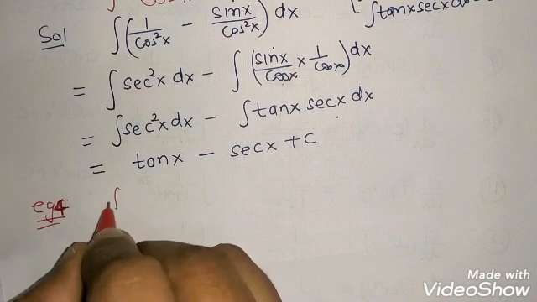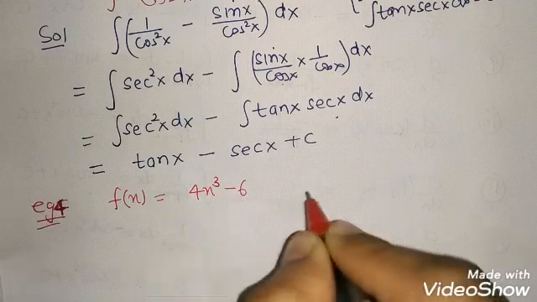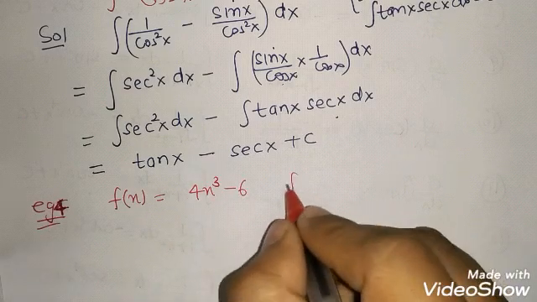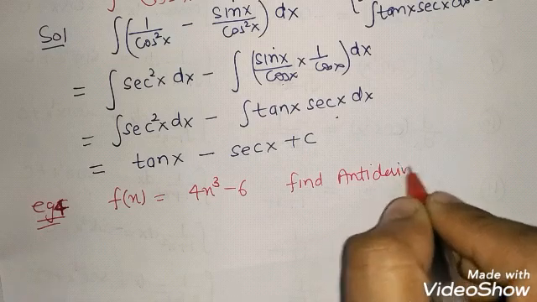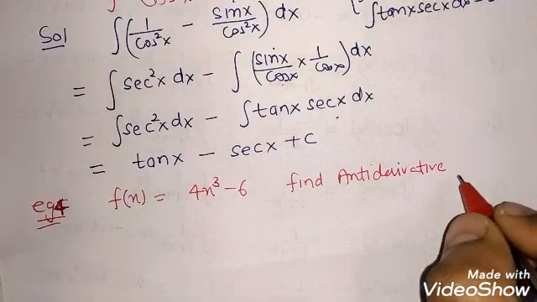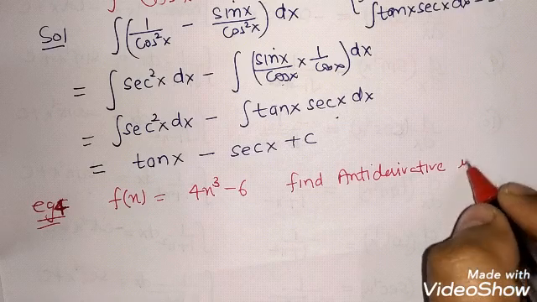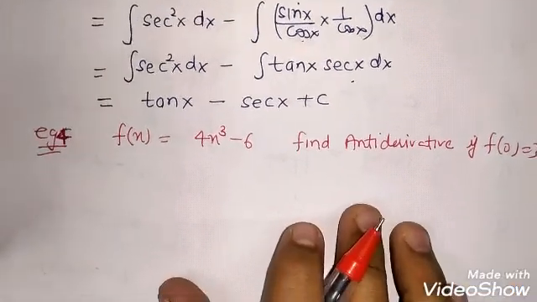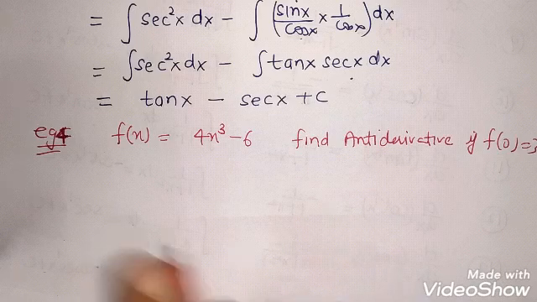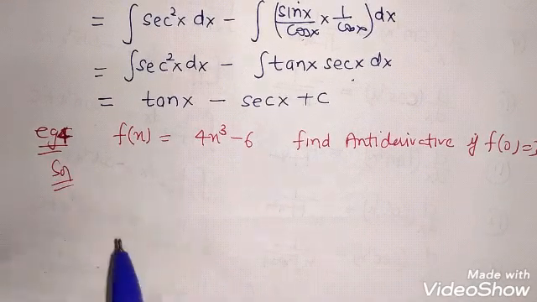As it is, I am doing it for you. f of x is equal to 4x cube minus 6. Find the antiderivative if f of 0 is equal to 3. We have to do this. Solution. f of x.